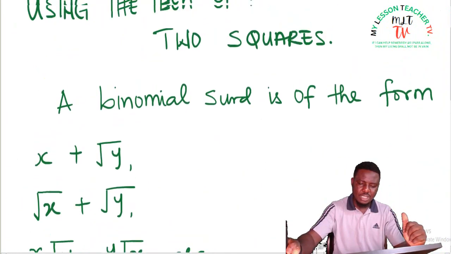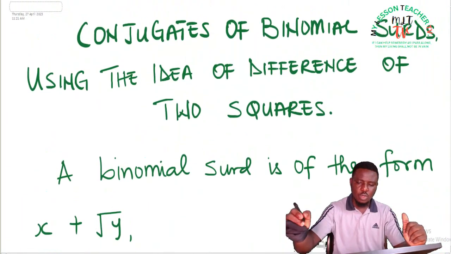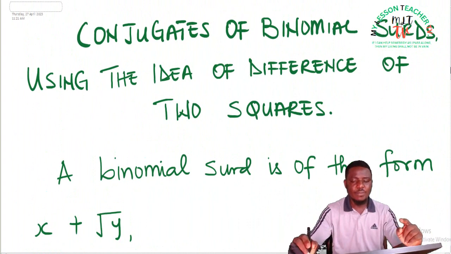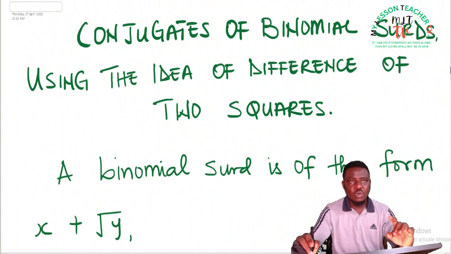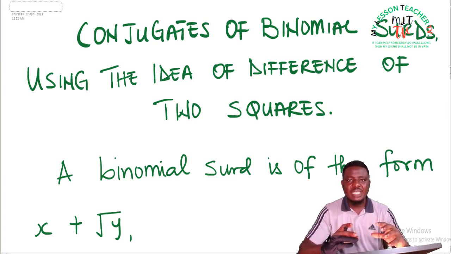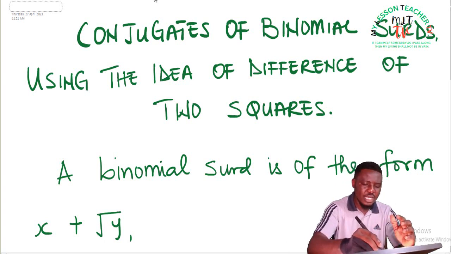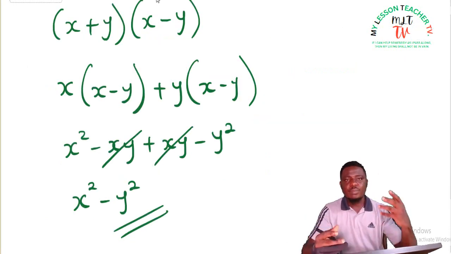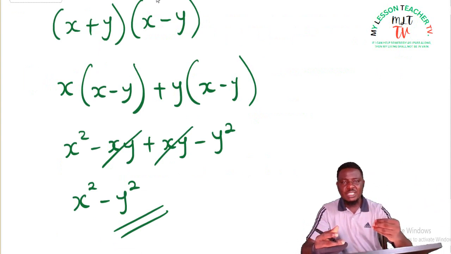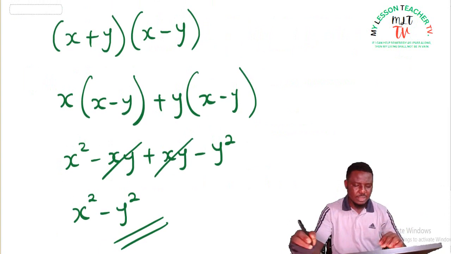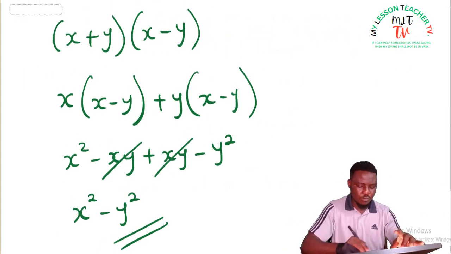Now, we have said so many things of which I would like to expatiate further. We said conjugates. A conjugate of a SURD A is said to be a SURD B, that which when multiplied with that SURD A makes it a rational number or makes it a real number. And from the previous example I showed you, we said a binomial SURD can be rationalized by the idea of difference of two squares. If you look at this, this is difference of two squares.